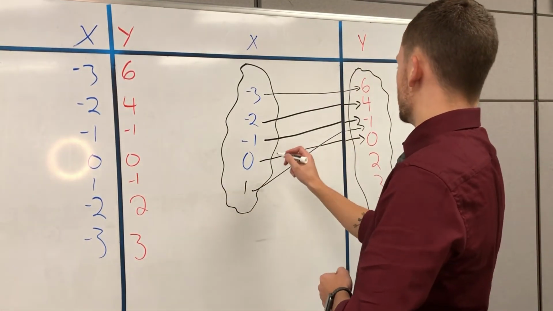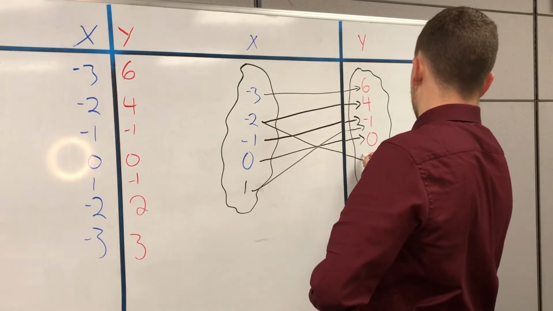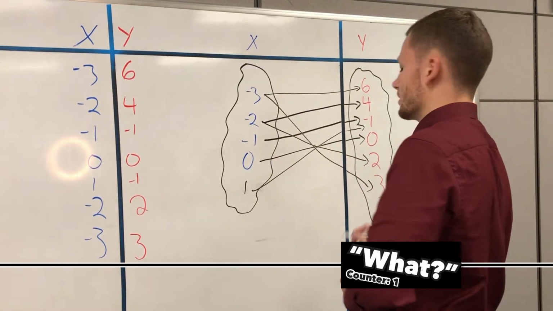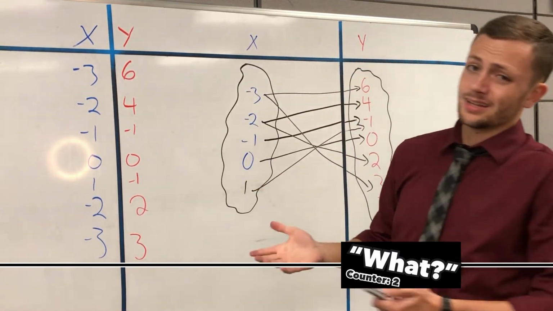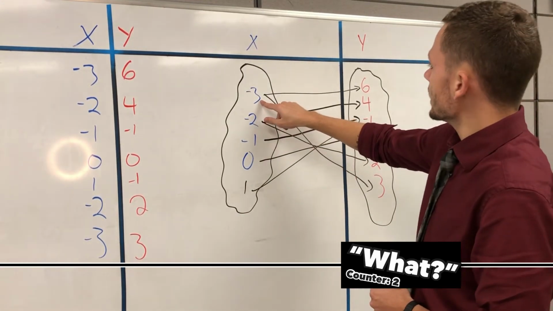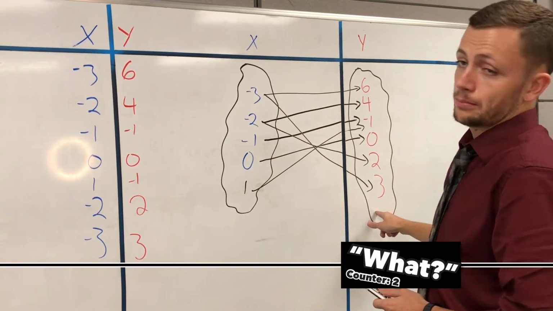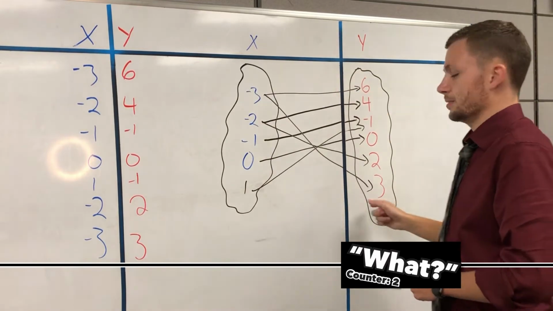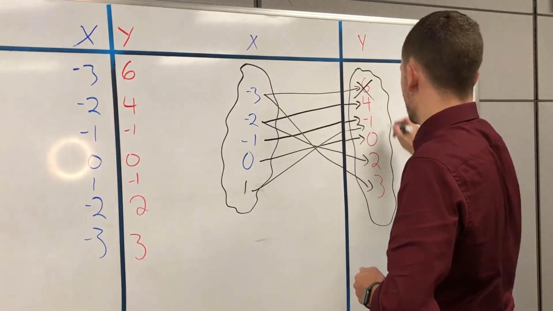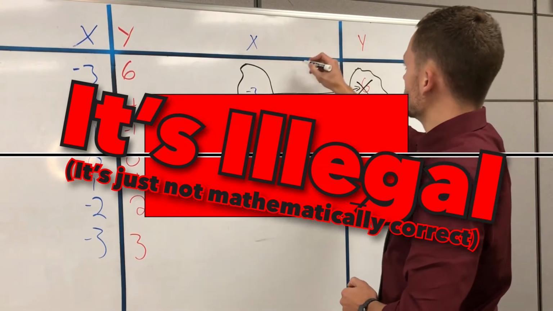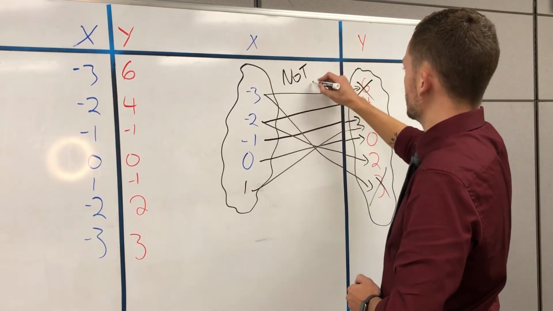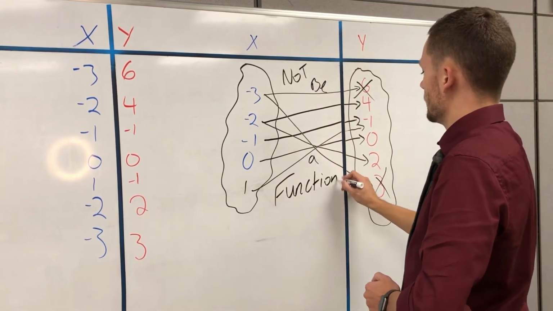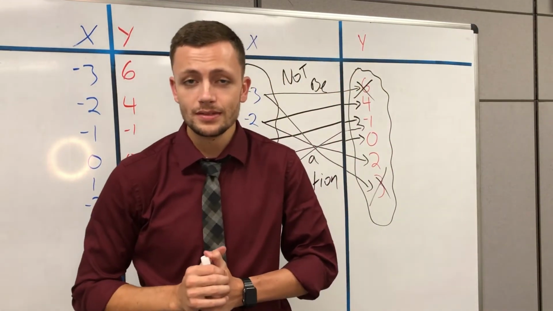But then we map negative 2 to 2. What? And negative 3 to 3. What? That just doesn't make sense to me. See, negative 3 is getting mapped to 2 different numbers. So you got same input, but 2 different outputs. And that can't happen at all. So this would not be a function.